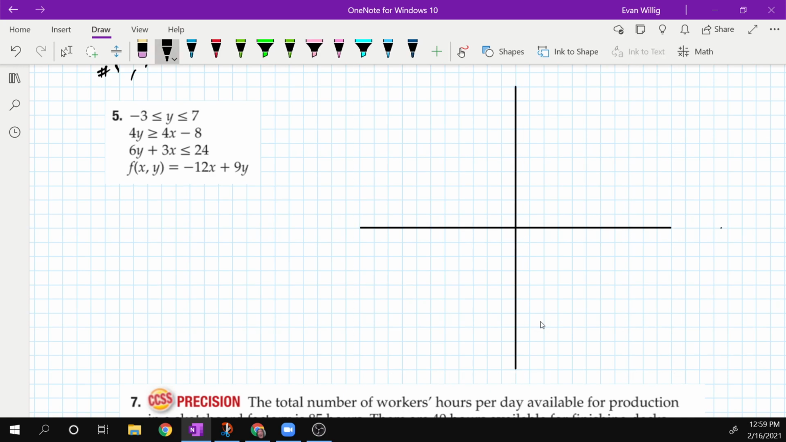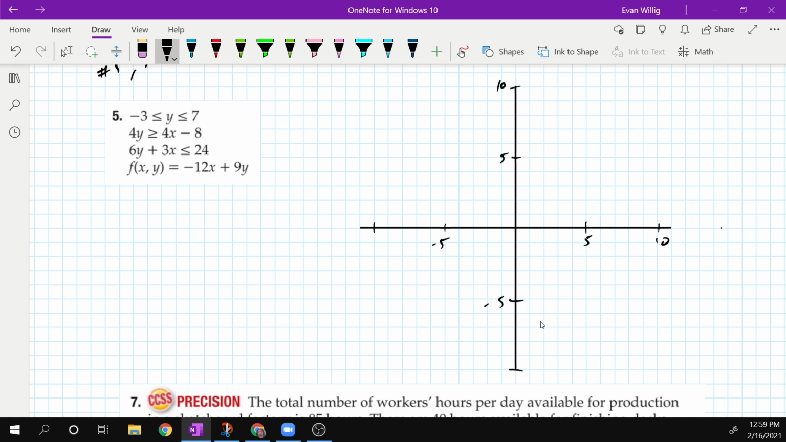Okay. 1, 2, 3, 4, 5. There. So negative 5, negative 5, 5, and 5, and of course it also goes up to 10.